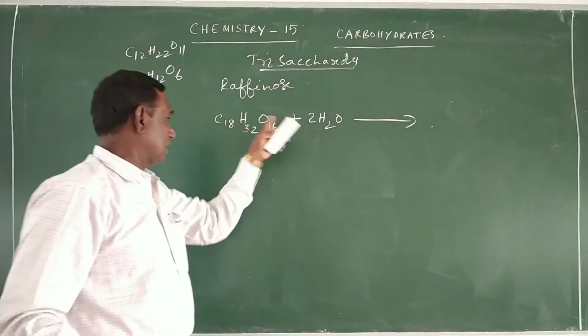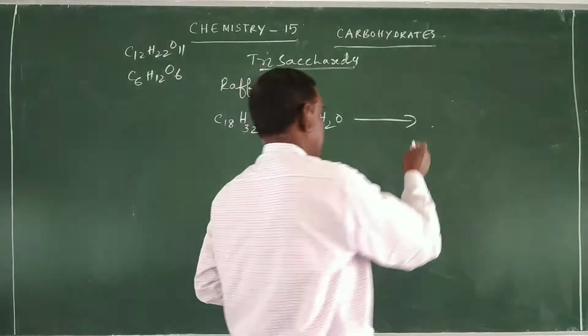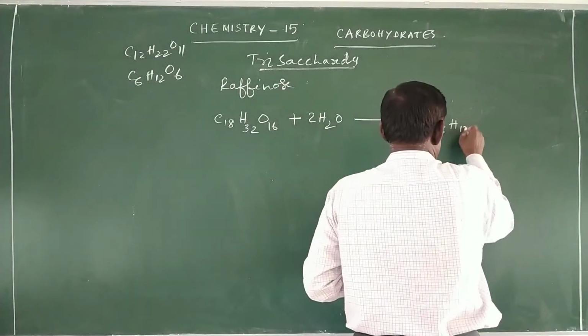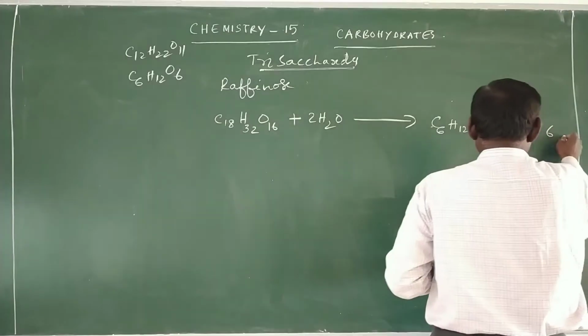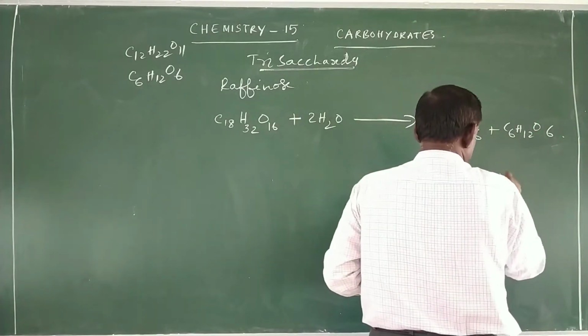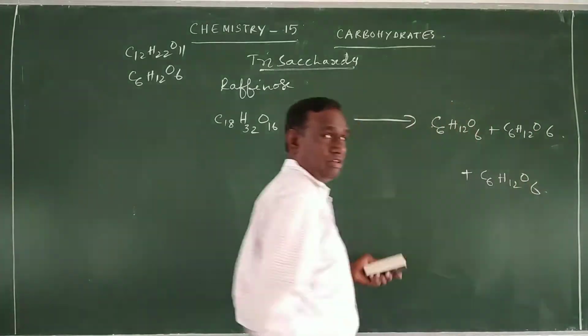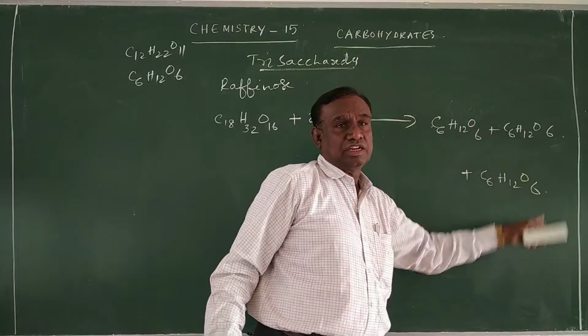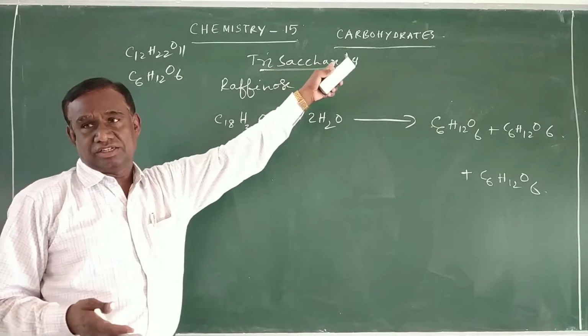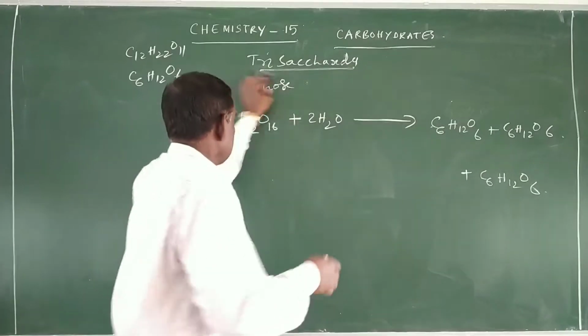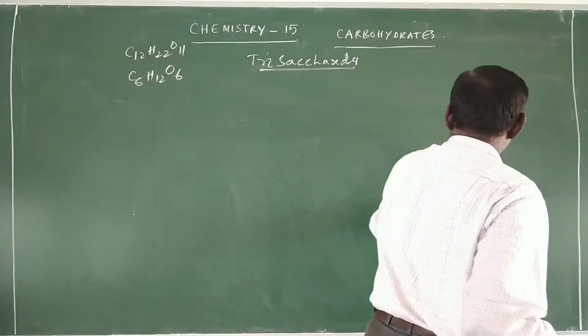It will undergo hydrolysis giving 3 monosaccharides. That is C6H12O6 one time, C6H12O6 second, plus C6H12O6. That is 3 monosaccharide units are formed: glucose, fructose, and what? Galactose. So these are called the trisaccharides. After that, we are going to take polysaccharides.